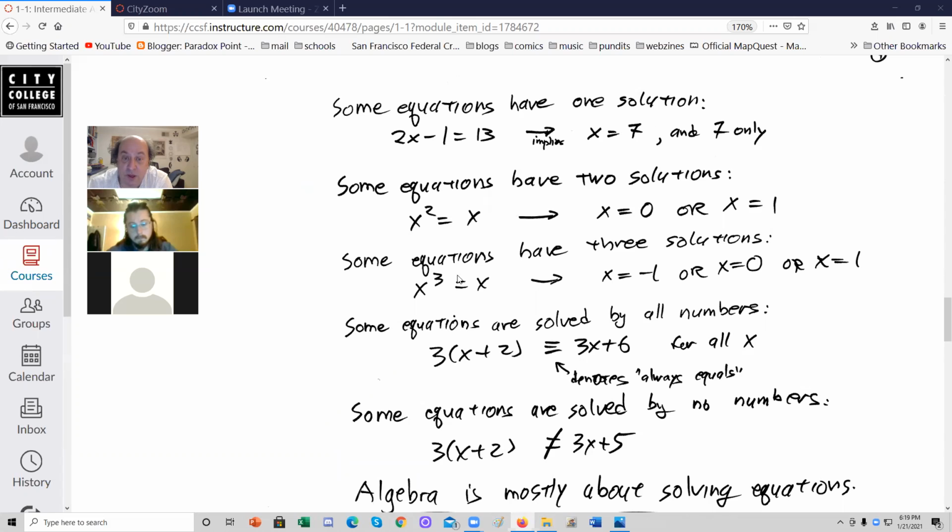Here's an equation with three solutions, x cubed equals x. That's true if x equals -1, or if x equals 0, or if x equals 1. -1 cubed equals -1, 0 cubed equals 0, 1 cubed equals 1.